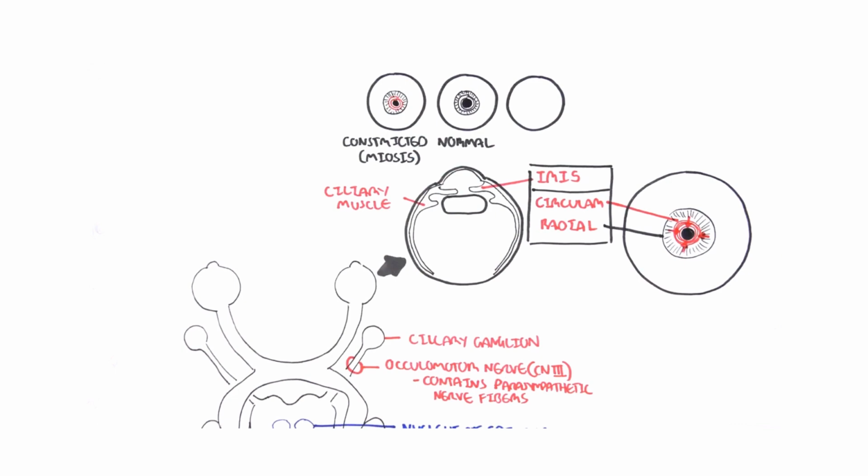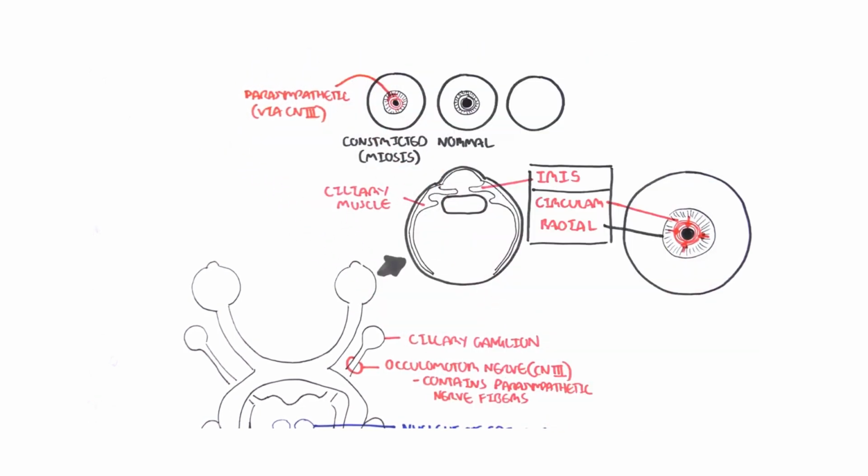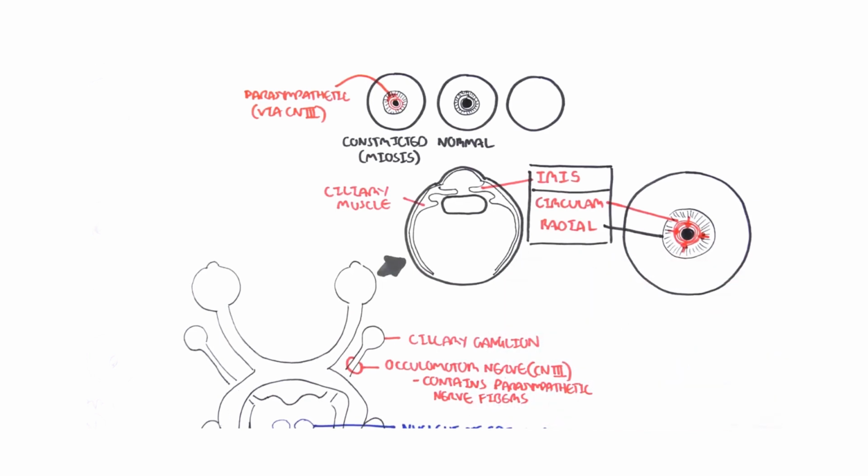The pupils are constricting because the parasympathetic nerve fibers are stimulating the circular muscles of the iris. And the parasympathetic nerve fibers are coming together with the oculomotor nerve. It's traveling with the oculomotor nerve, remember. So parasympathetic causes pupils to constrict.